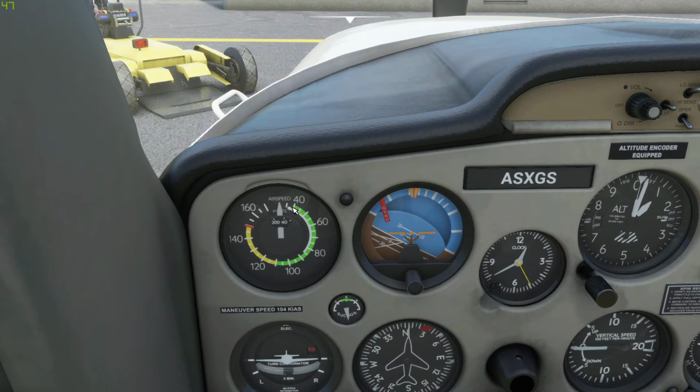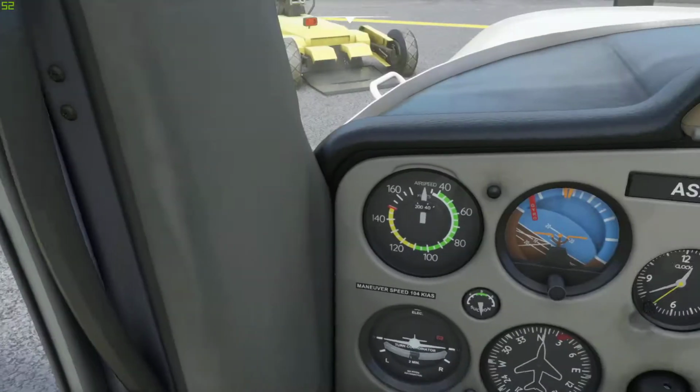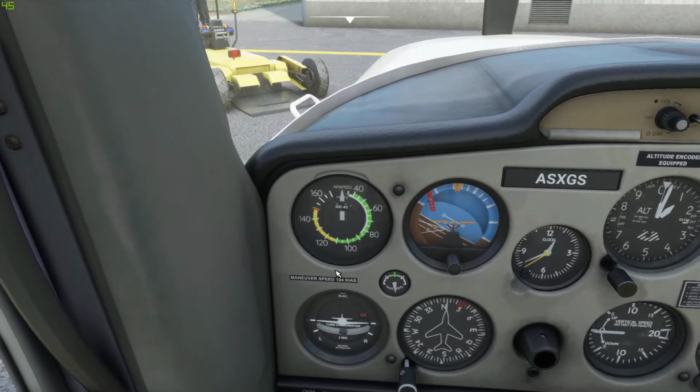So if we're below that, we're going too slow. If we're above that, we're going too fast. The yellow is caution. You can fly in the yellow as long as there's no turbulence. And the red is you don't pass that because then you could risk structural damage to the aircraft. And there's a maneuvering speed of 104.